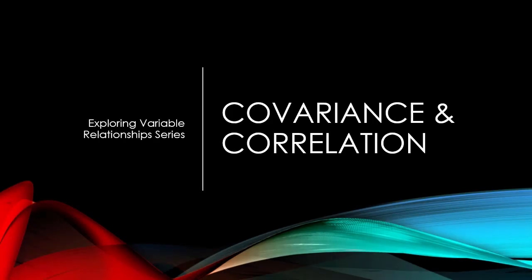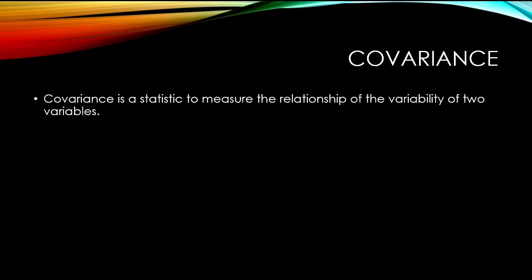Now that we have learned how to graphically display the relationship among two variables, it's time to learn about the statistics we can use to measure the strength of that relationship. There are two primary statistics, covariance and correlation. Covariance is a statistic to measure the relationship of the variability of two variables.